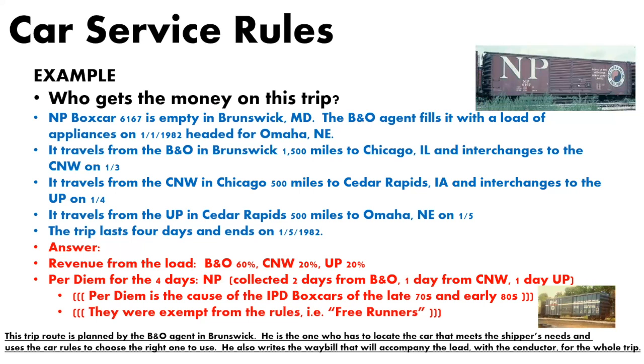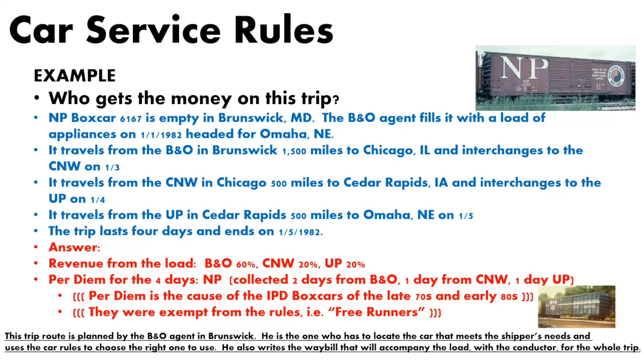Then it travels on the Union Pacific to Omaha, Nebraska, another 500 miles, and on the 5th of January, it is delivered to its destination. So who got the money? The revenue for the load is split up between the distance of travel. So the B&O got 60% of the money, Chicago Northwestern got 20%, the UP got 20%.